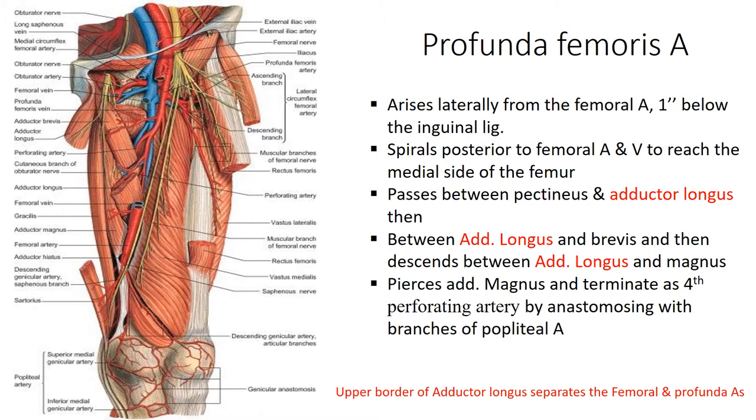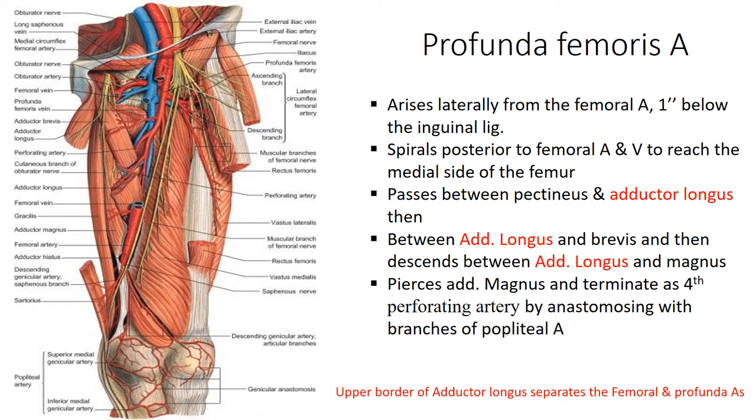When it does so, the adductor longus is throughout anterior to it. In fact, the upper border of the adductor longus separates the femoral and profunda femoris arteries, so it lies between these two. Here it is cut and you can see that: superficial to it is the femoral artery, and beneath it is the profunda femoris. So the adductor longus lies between the femoral and profunda femoris arteries.